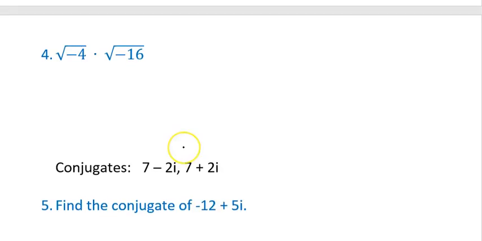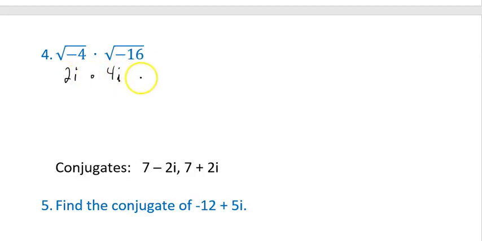Number 4 is another example where the i's are not written first, and you need to turn those into i's before you do anything else. This is especially important when you're multiplying. So negative 4 under the square root would be 2i. We've done that one. Then the square root of negative 16. The square root of 16 is 4, so this one would be 4i. So I've turned this into 2i times 4i.